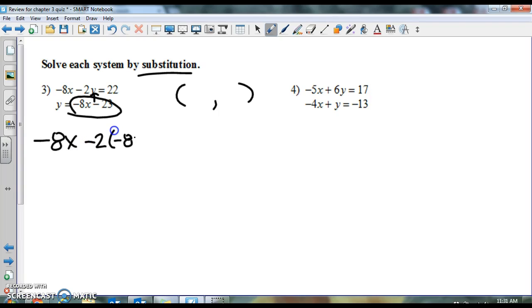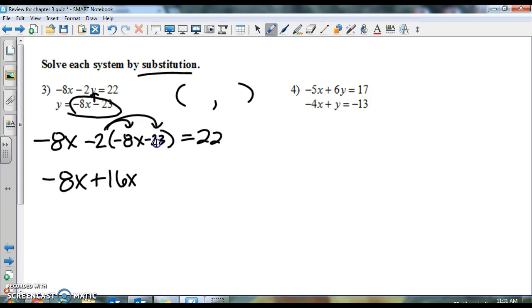And you're going to get negative 8x minus 23 equals 22. Then you're going to distribute and solve for x. So I'm going to distribute. Bring down the negative 8x. Negative 2 times negative 8x is a positive 16x. Negative 2 times a negative 23 is a positive 46 equals 22. We're going to add these together. So negative 8x plus 16 is 8x plus 46 equals 22.